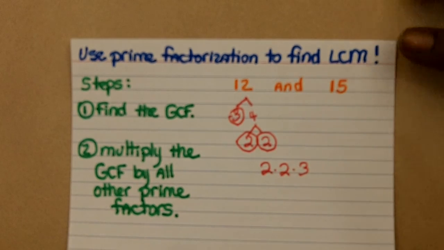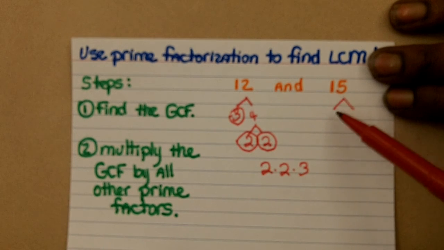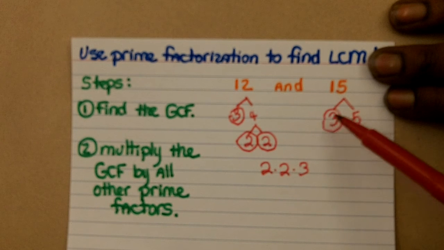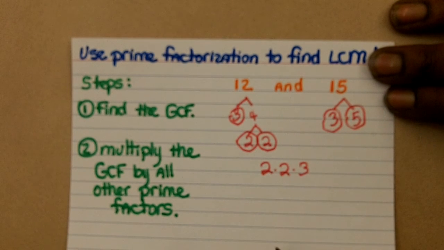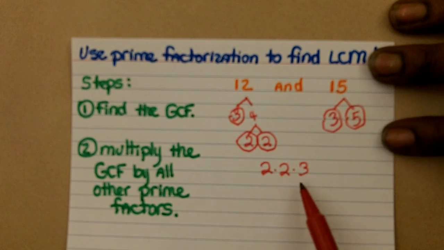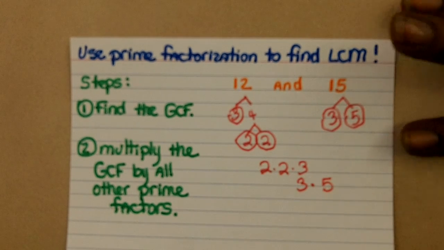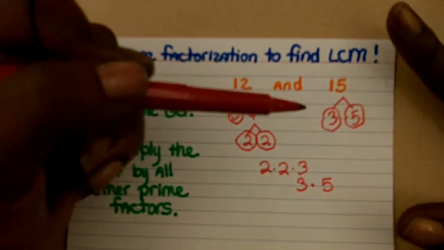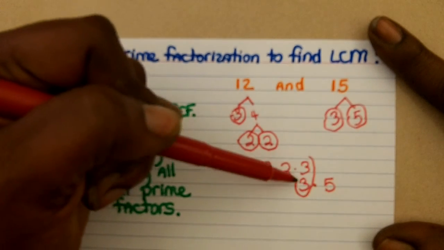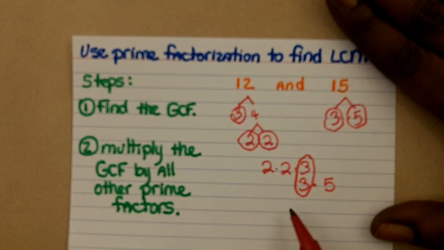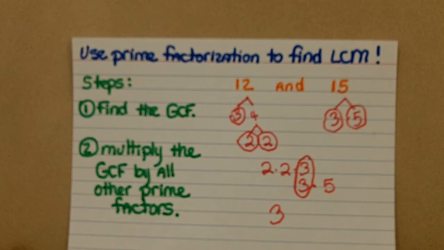Now I'm going to do the same for 15. Both are prime. So that prime factorization, I'll write it this way, 3 times 5. Now, you look to see what appears on both prime factorizations. Looks like it's 3. Nothing else appears. Therefore, 3 is the GCF. So I've done step 1, find the GCF.